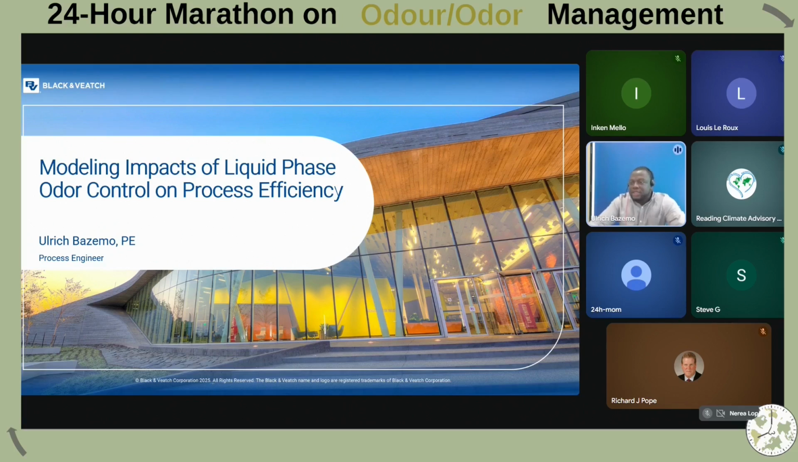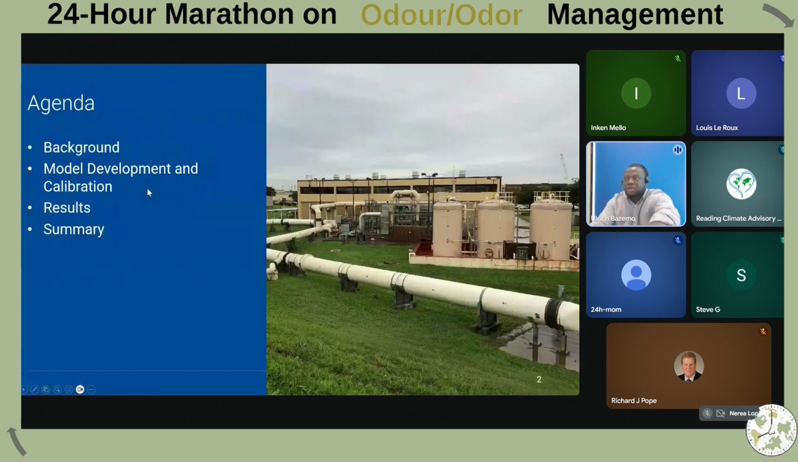I really think this was a good case study because sulfur modeling is widely applied in the collection system, but not so much at treatment plants. Using that approach, we're able to get good results and make good recommendations for the client. I will go through the process of how we developed the model, calibrated the model, and I will share the results for this project.